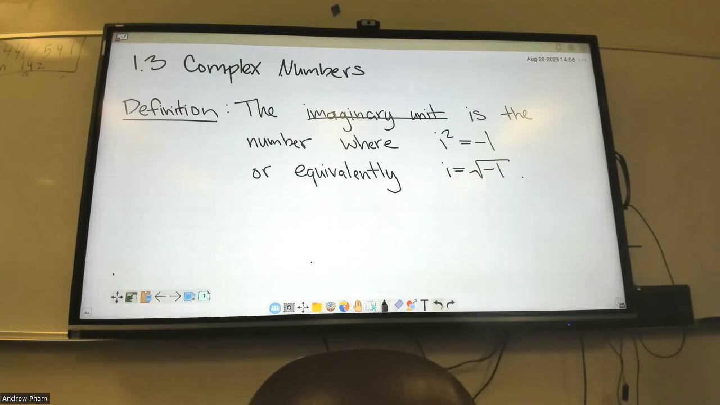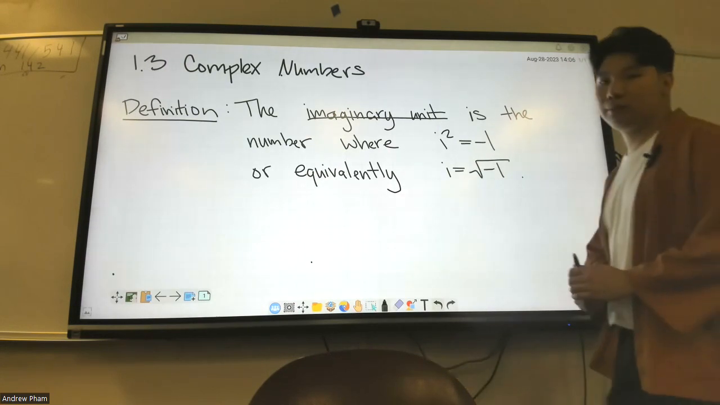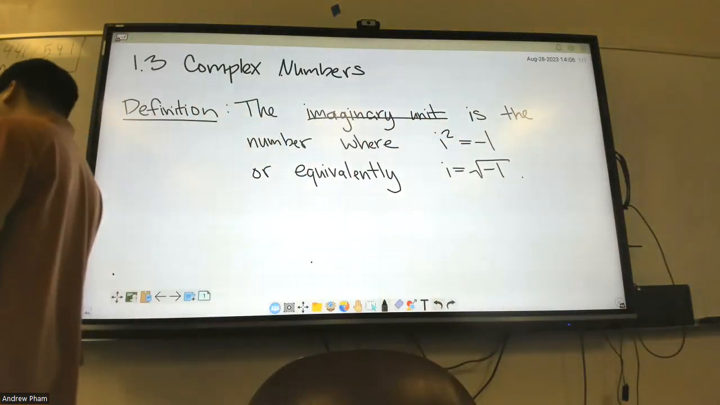This opens up a lot of options for us because now I'm allowed to do the square root of pretty much any number. Before we can do the square root of a positive number. It might have been an ugly number, but we were able to do it. But now we can do the square root of negative numbers as well. All right, so that's the imaginary unit.